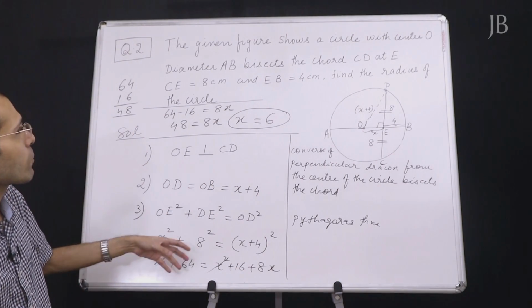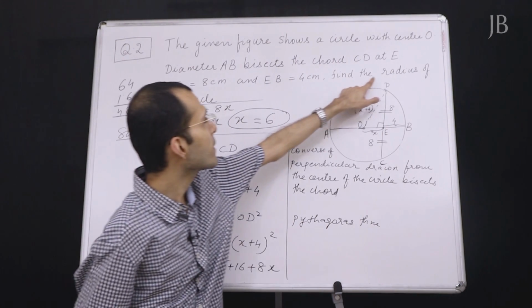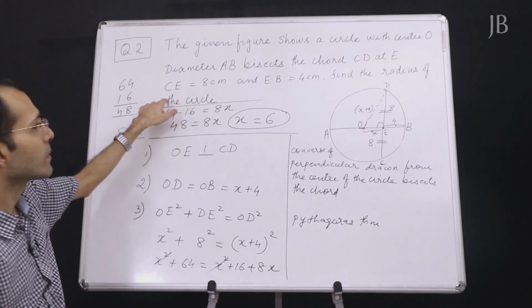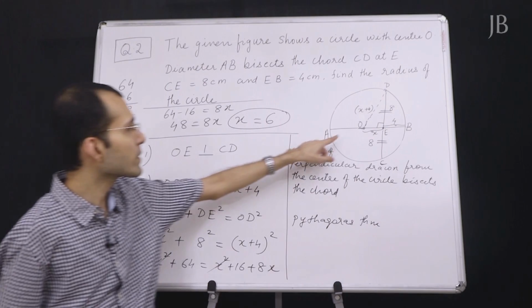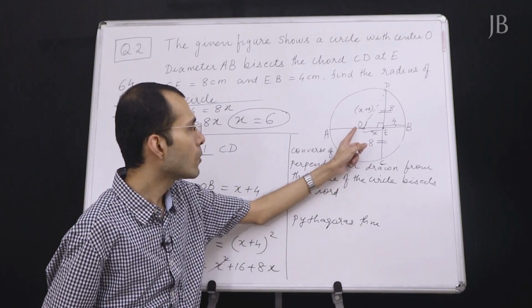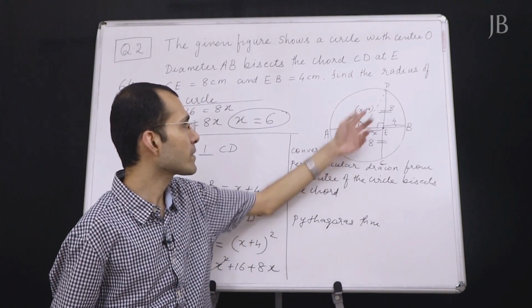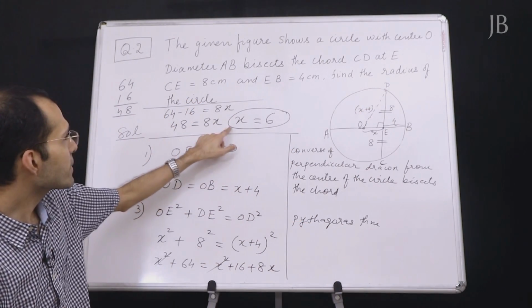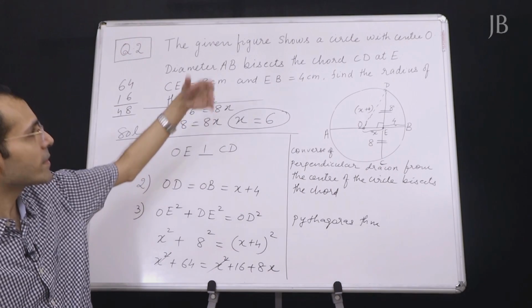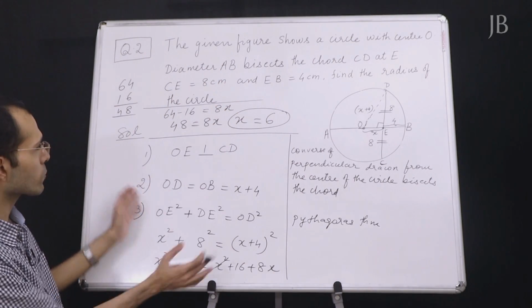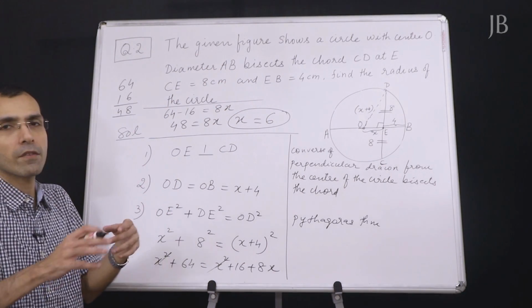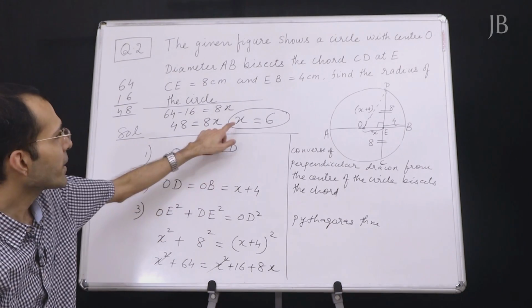We have worked out x. What is required? Find the radius of the circle. What is the radius of the circle? OD or OB, whatever. So if I take OD as my radius of the circle, which it is, x is 6. So always revisit the question and see. Just because you have worked out so many things does not mean that you have reached the final thing. So x is 6 here.